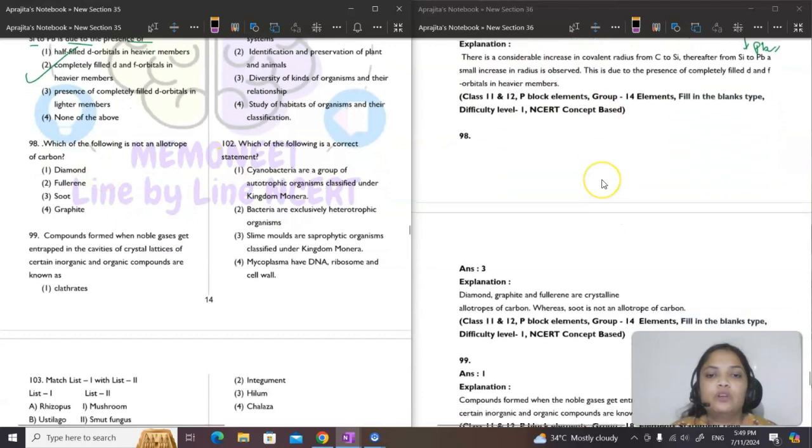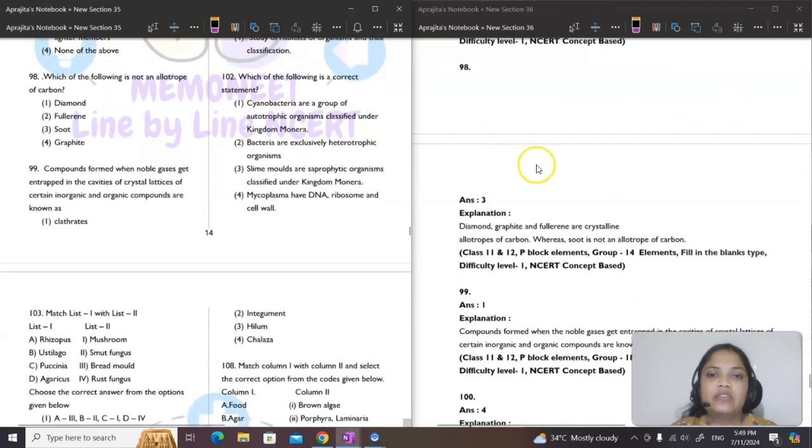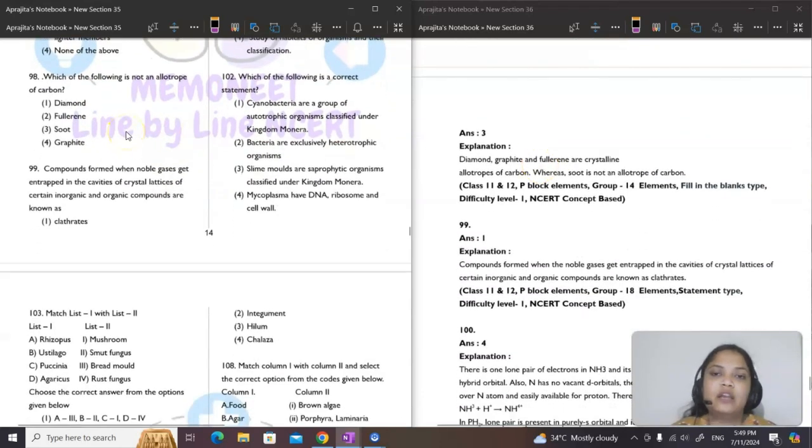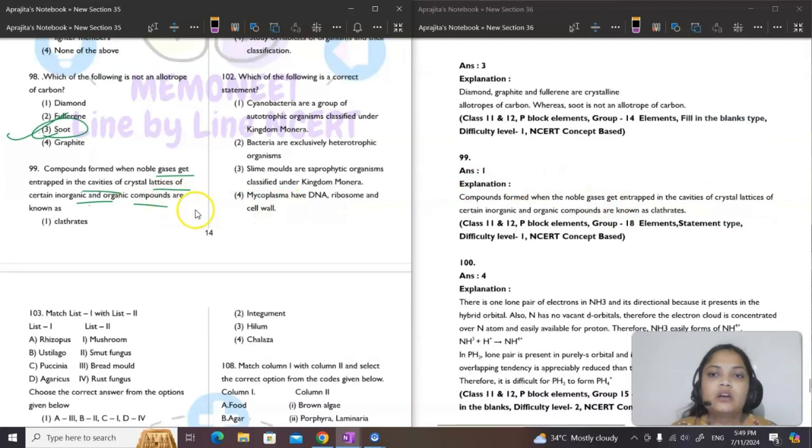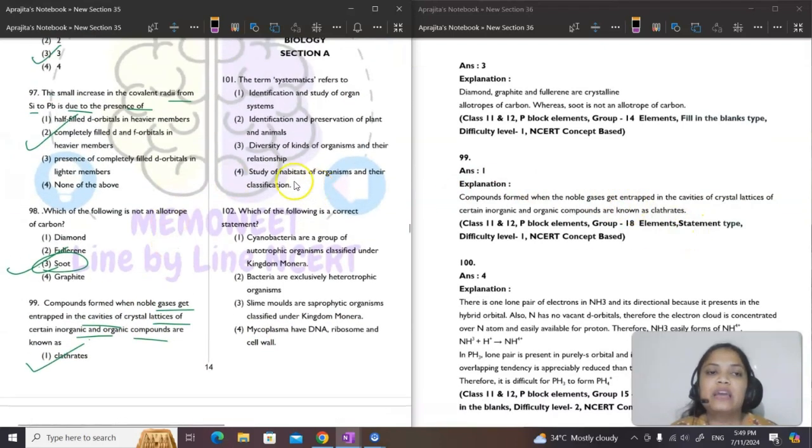Which of the following is not an allotrope of carbon? This is very easy. Diamond, graphite and fullerene are allotropes of carbon. Soot is not an allotrope. The answer is option number 3. Compounds formed when noble gases get entrapped in the cavities of crystal lattices of certain organic and inorganic compounds are known as. So these compounds are known as clathrates, students. When noble gases get entrapped in the crystal lattices of your organic and inorganic compounds.